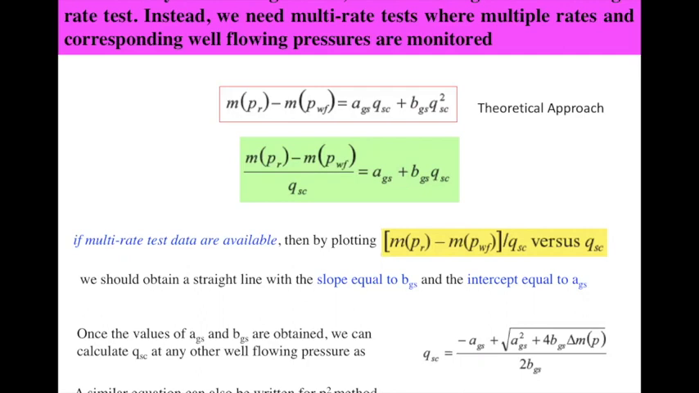So if this non-Darcy effect is significant, it is not enough to have a single rate test as we have seen in the previous numerical. So you cannot just have a single test and calculate the properties, like calculate the A and B both.